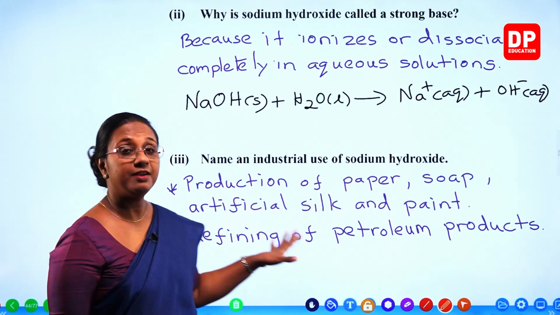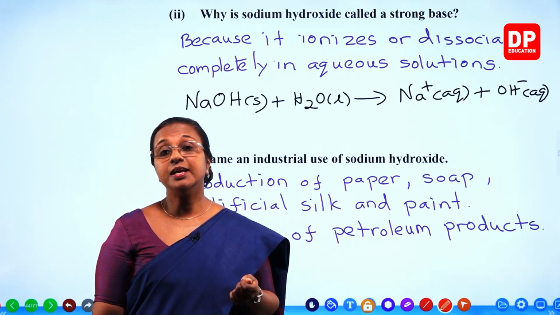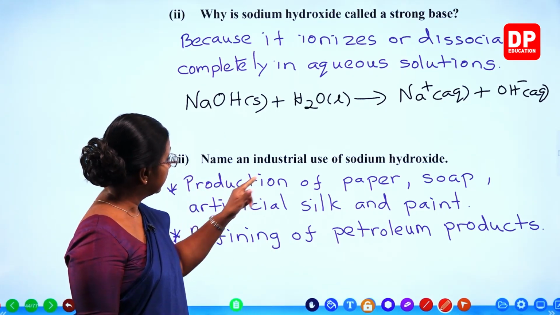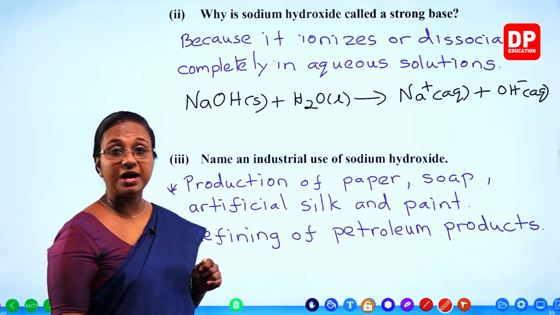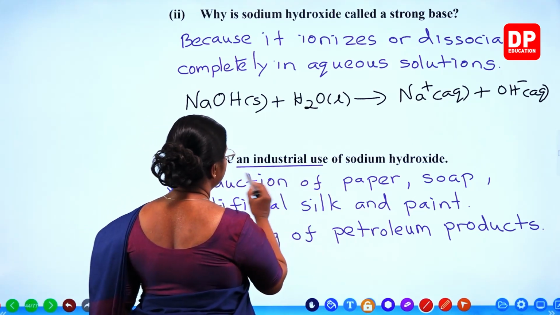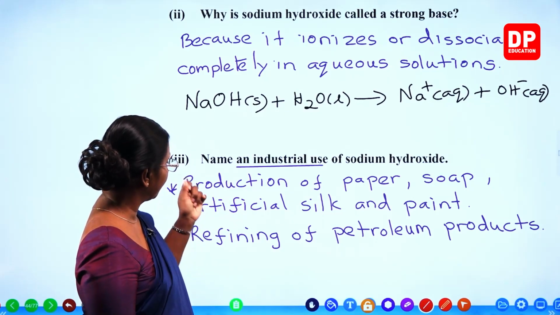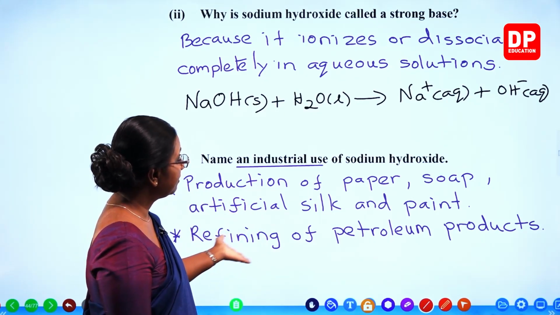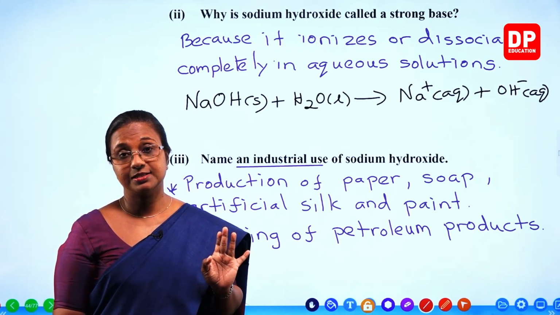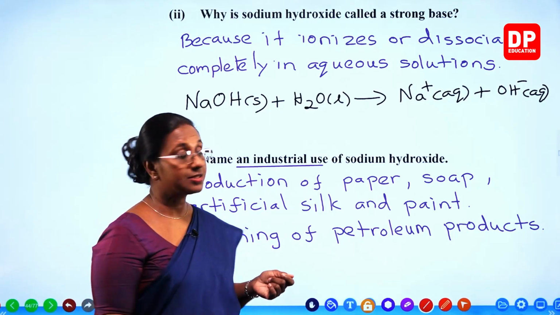In addition to that, we use sodium hydroxide in laboratories. For different experiments as a base, as a chemical substance, it is used. So, here, name an industrial use of sodium hydroxide. You need to write only one industrial use. I have written two here: production of paper, soap, artificial silk and paint, and refining of petroleum products. You can write any one of the two answers. Is that clear, students? So, with that, I'll move on to the next part.